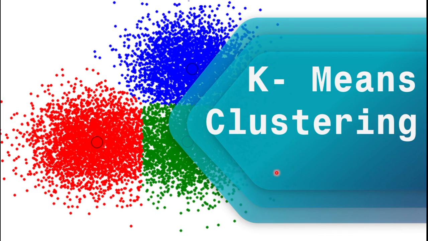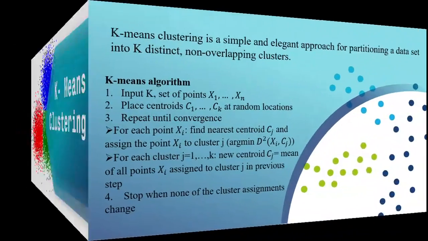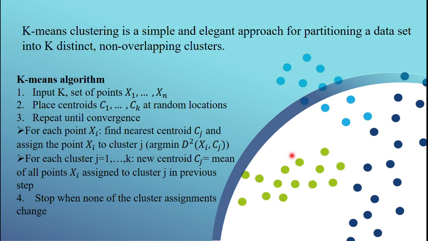K-means clustering is the most popular approach for partitioning a dataset into k distinct non-overlapping clusters. To perform k-means clustering, we must first specify the desired number of clusters. In other words, we need to assign a value for k. That k represents the number of clusters, then the k-means algorithm will assign each observation to exactly one of the k clusters. This is a simple algorithm. You can see this algorithm in words, but I will demonstrate using an example.